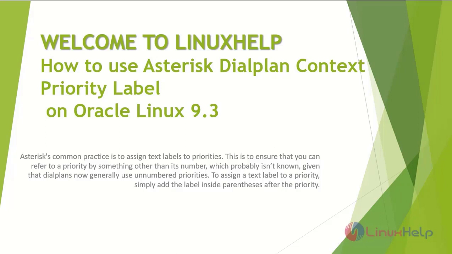Welcome to Linux Help, how to use Asterisk Dialplan context priority label on Oracle Linux 9.3. Asterisk's common practice is to assign text labels to priorities. This is to ensure that you can refer to a priority by something other than its number, which probably isn't known, given that dialplans now generally use unnumbered priorities. To assign a text label to a priority, simply add the label inside parentheses after the priority.